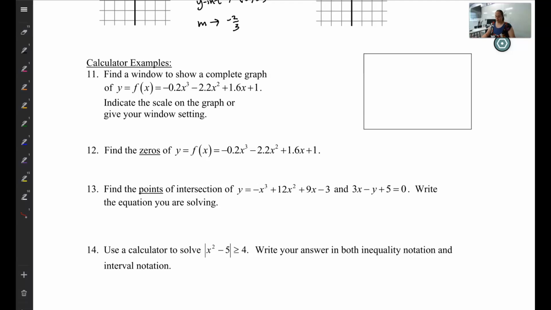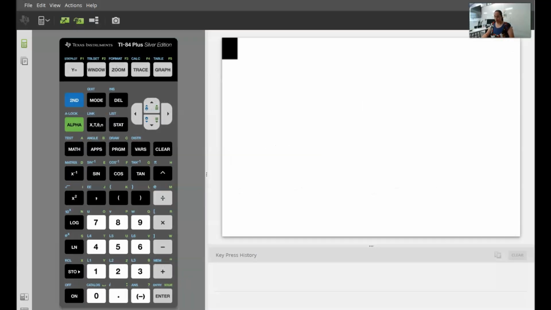Okay, let's do the next half of this lesson where we talk about your graphing calculator. Now, I have this really awesome teaching calculator that I'm going to be using. You should be using your own graphing calculator, or if you don't have one yet, you should be able to access one on your Chromebook.